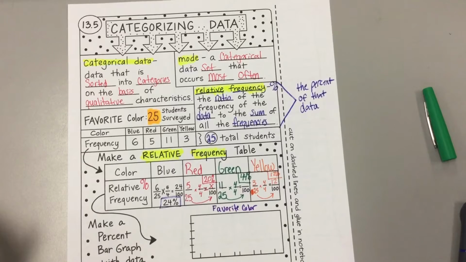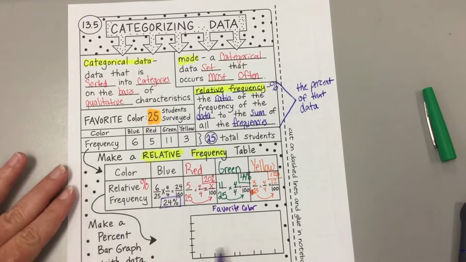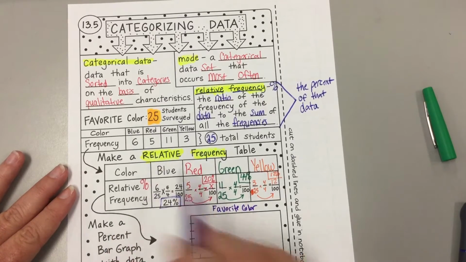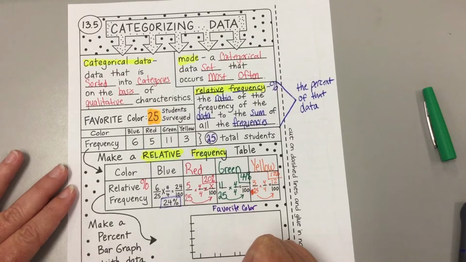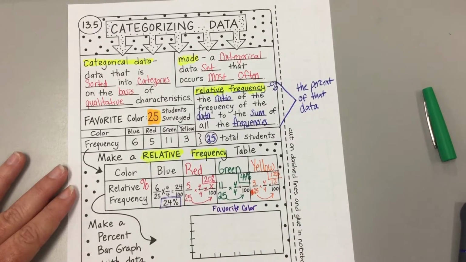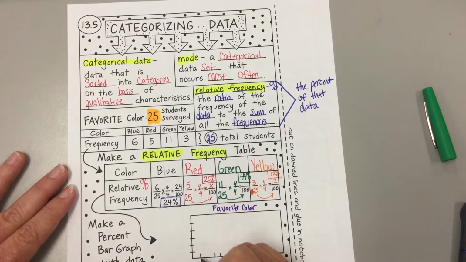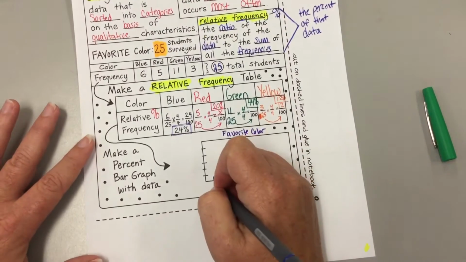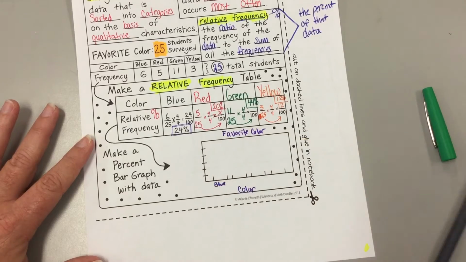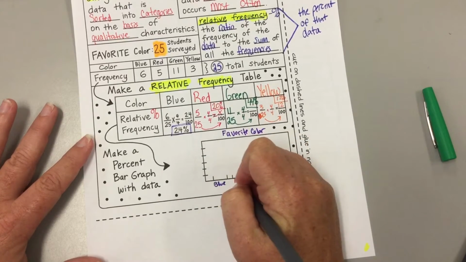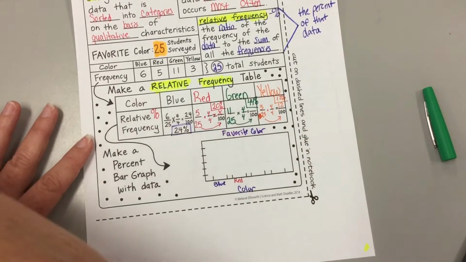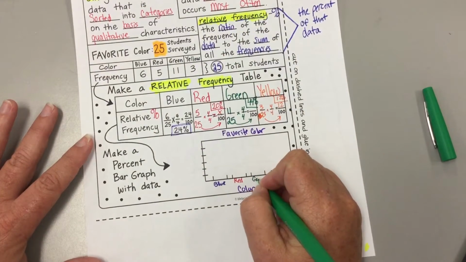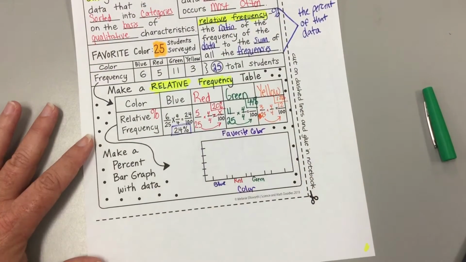What else do I need? The side, the bottom ones. What is that bottom line called? My x-axis. So my x-axis is going to be my colors. And then, of course, we will have blue. Oh, blue. Yeah, sorry. So we'll have blue. We'll have red. We'll have green. And we will have yellow.